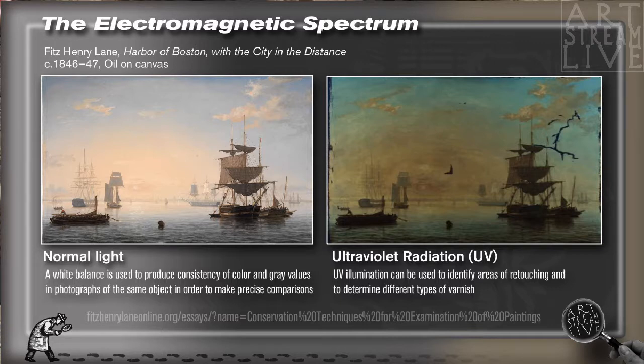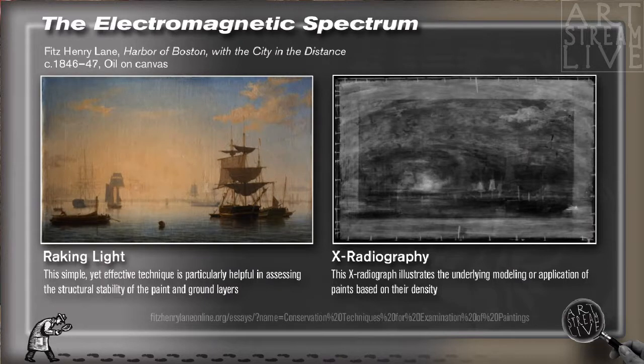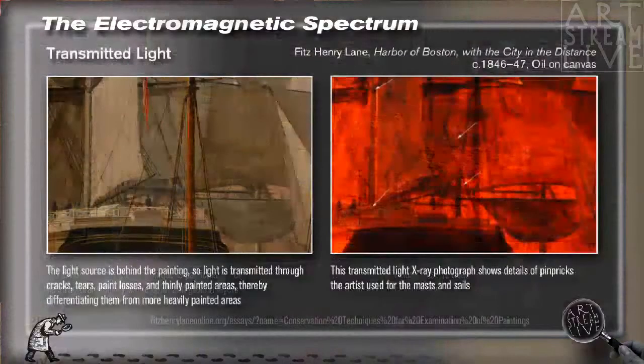Now, ultraviolet radiation. They use this to help them identify areas of retouching and different types of varnish. Then you go to the next one. Now we're using the raking light again. Now they can examine the surface texture, and you'll see all the cracks in the painting. Then they go back to their X-radiography, and they can see the underlying densities of the paint. You can look at how the brush strokes in the sky are rounded and flow on a curve, where the water is smoother and straighter, and it shows them the structure and density of the paint. So all of that is helpful for people to study art, take care of it, and learn about it.